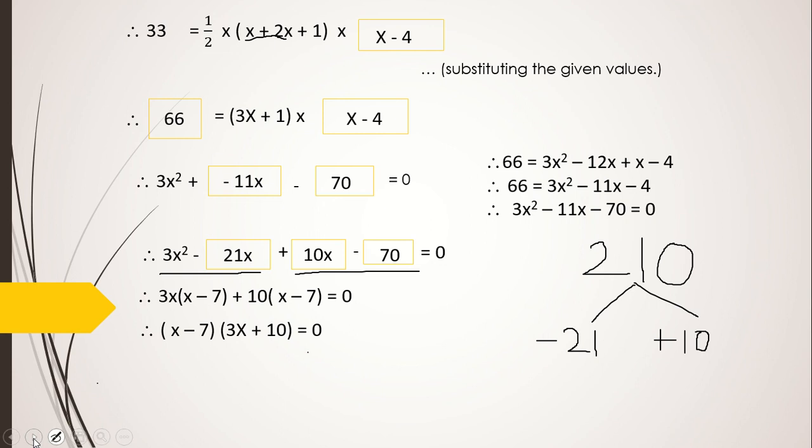Now we equate each factor to 0, and then we get x is equal to 7 in this case. And in this case, when we solve, we get 3x is equal to minus 10. 10 will go that side, will become minus 10, and therefore x is equal to minus 10 upon 3. But the side's length cannot be negative, right? So this minus value we don't consider. We only consider the positive value, that is x is equal to 7.